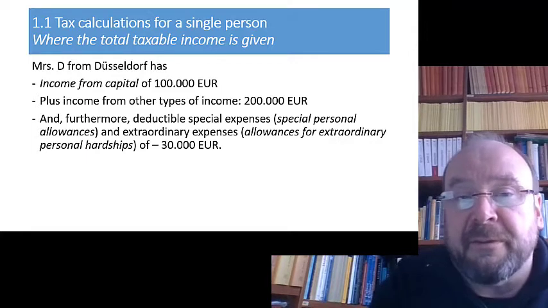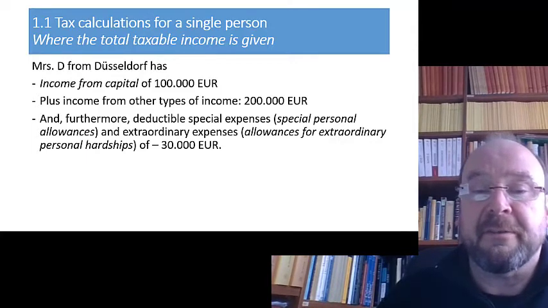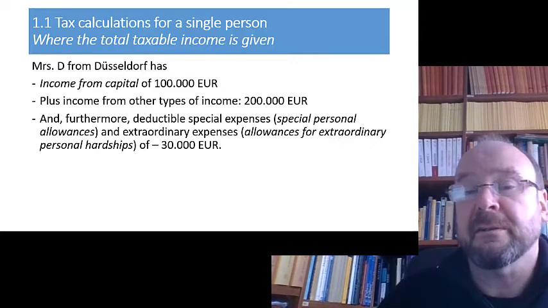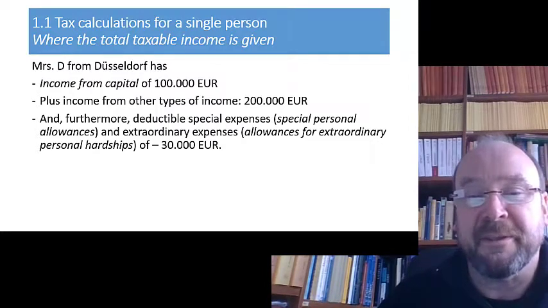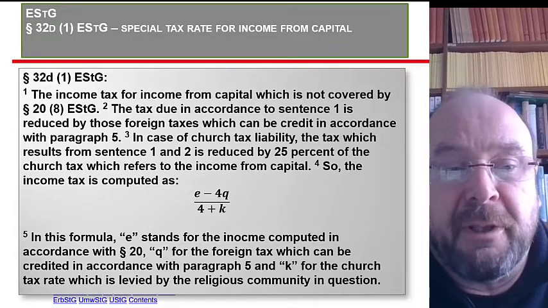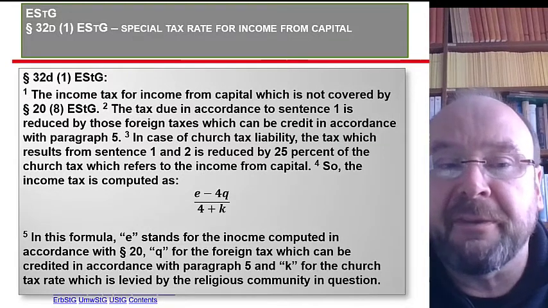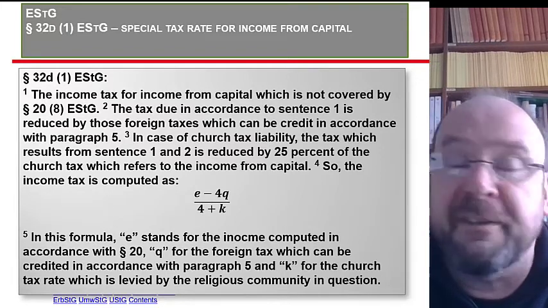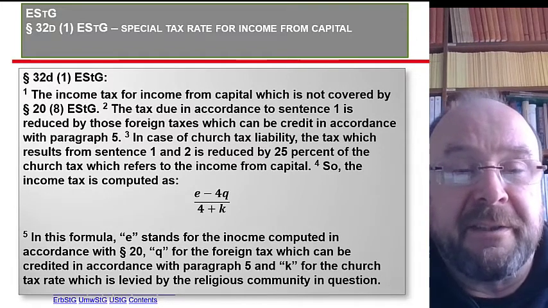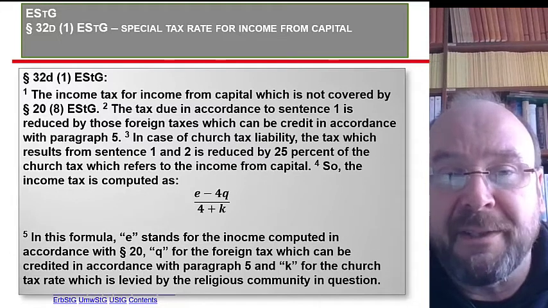So we work with that without questioning that. What do we have to do now? Let's have a look, and then think about it. Well, as you perhaps know, for income from capital, there is a special tax rate of 25%. You can find that in paragraph 32d1 EStG.